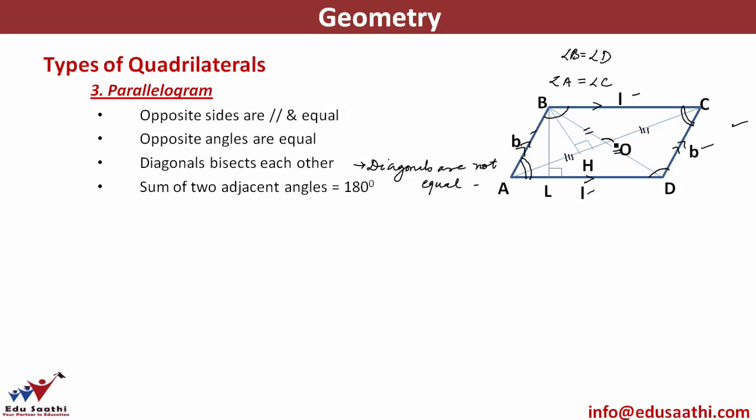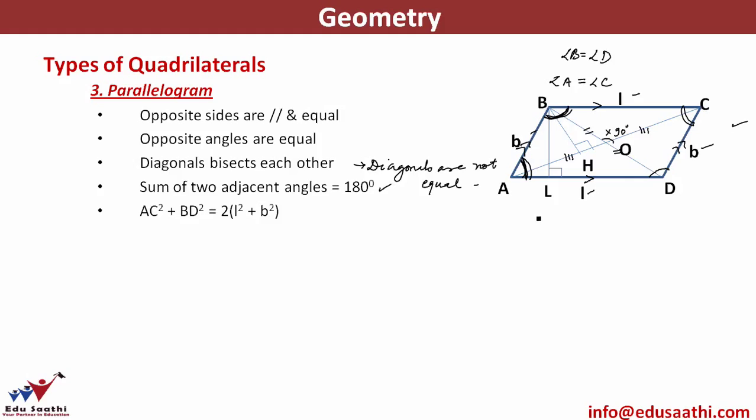This angle would not be 90 degrees. This is only 90 degrees in the case of a square. Sum of two adjacent angles: if I talk about angle A and angle B, the sum of the two adjacent angles would be supplementary, or add up to 180 degrees.